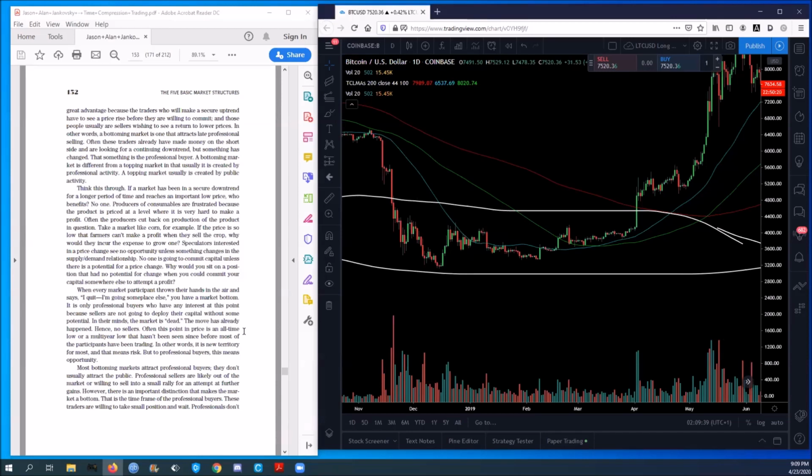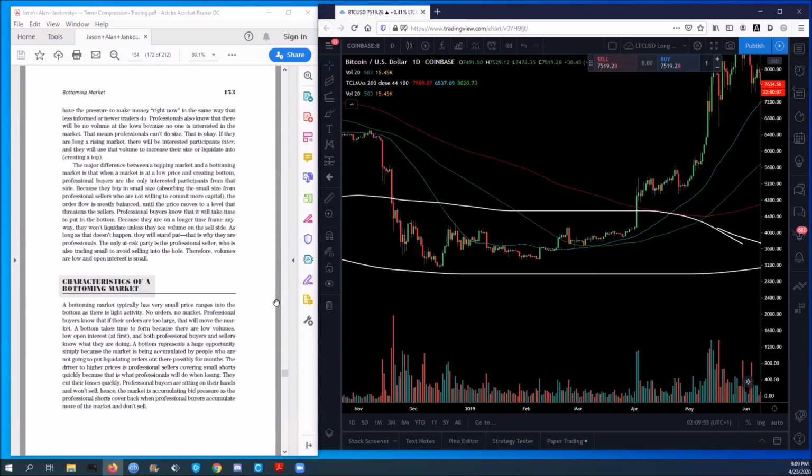Most bottoming markets attract the professional buyers, but they don't attract the public. Professional sellers are likely out of the market or willing to sell into a small rally for an attempt at further gains. Okay, so maybe in a small rally, selling into that. But the major difference between a topping and a bottoming market is that when a market is at a low price and creating a bottom, professional buyers are the only interested participants. Because they buy in small size, absorbing the small size from order flow, from professional sellers who are not willing to commit more capital, the order flow is mostly balanced. So the order flow should be mostly balanced.